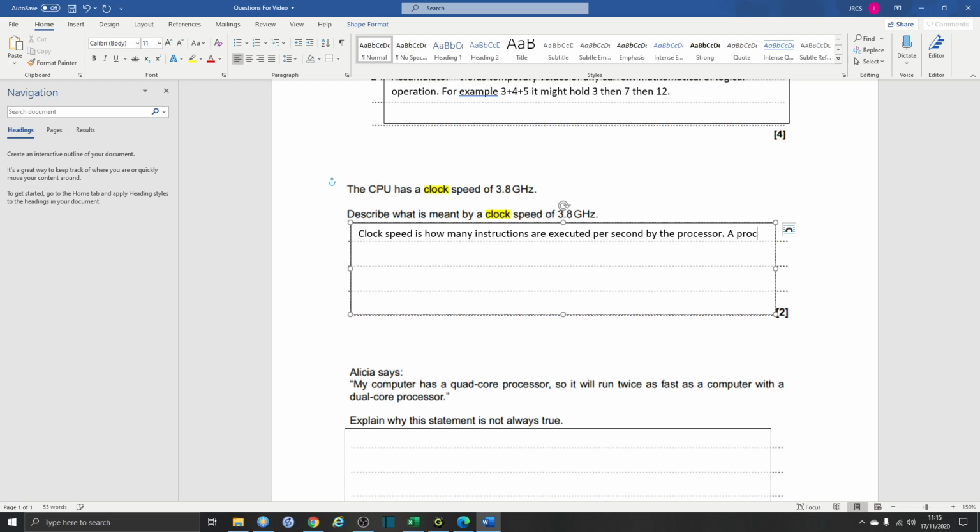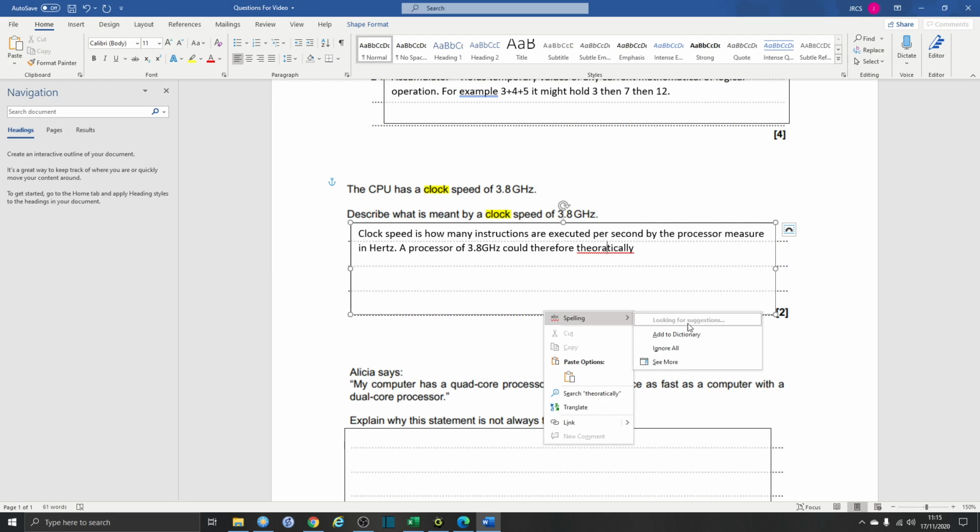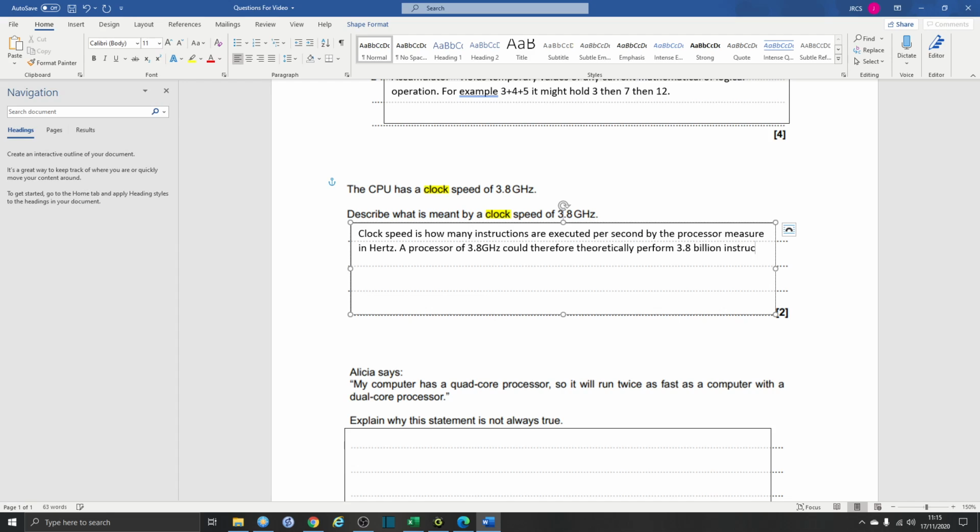A processor, so that's what a lot of them finished at. You could put measured in hertz if you wanted a fuller answer. A processor of 3.8 gigahertz could therefore theoretically, I always put theoretically, perform 3.8 billion instructions per second. Okay, giga means billion, mega means million. Try to remember those. In CPUs, it'll nearly always be billion. And in most things, it'll be billion now because we've moved on. So giga means billion. So there you go, I've got 2 marks.